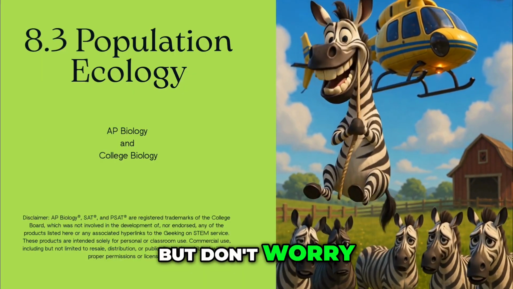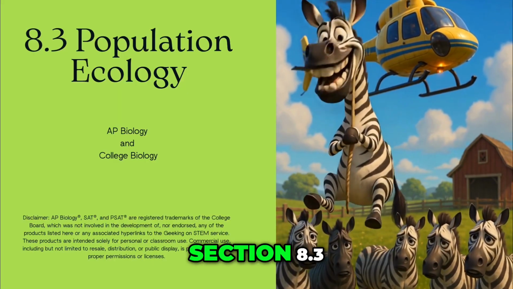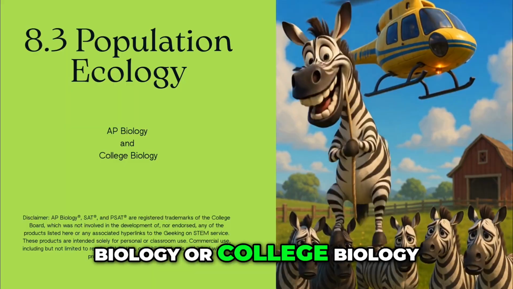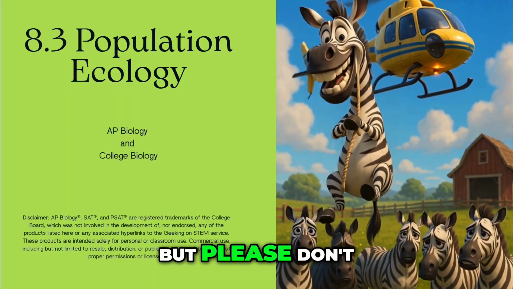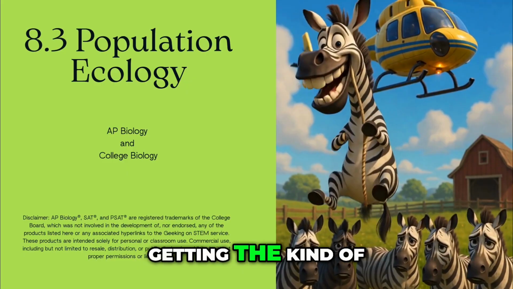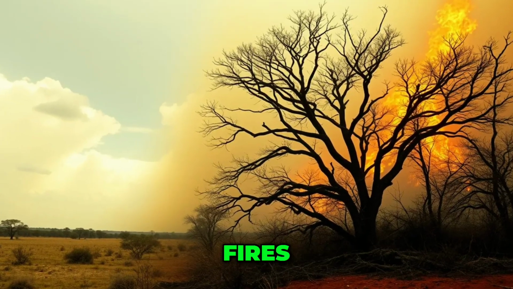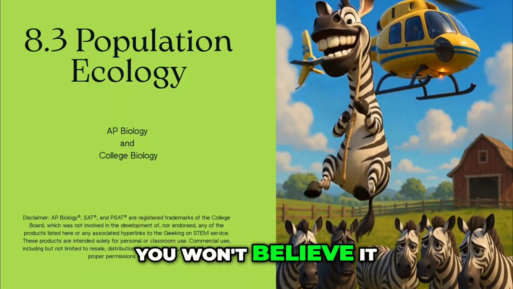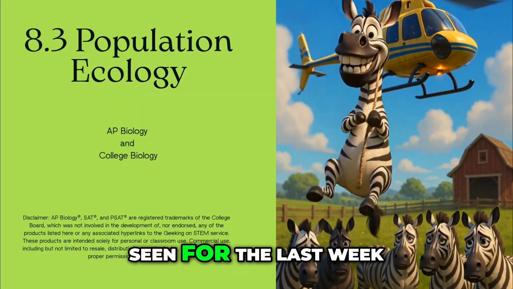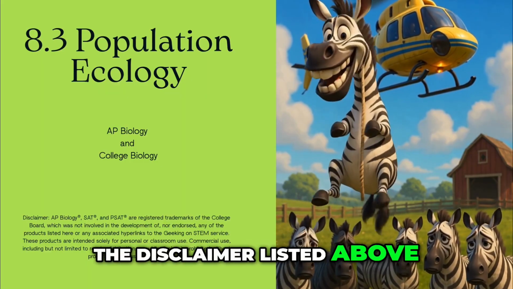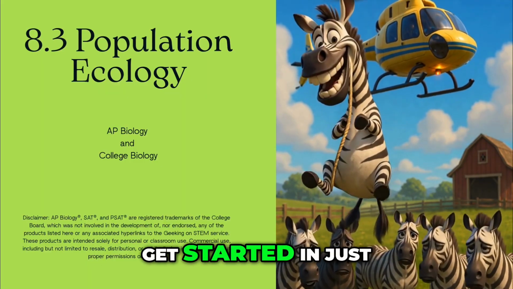But don't worry, you will learn a little bit more about Section 8.3, which is all about population ecology for AP Biology or college biology. But please don't be like me and try to run away because I was searching density independent factors like droughts, fires, storms, and human disturbances. These humans, you won't believe what I've seen for the last week. But that's okay. Make sure to note the disclaimer listed above or below, and we'll get started in just a second.